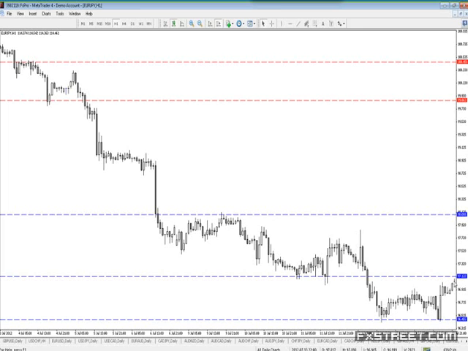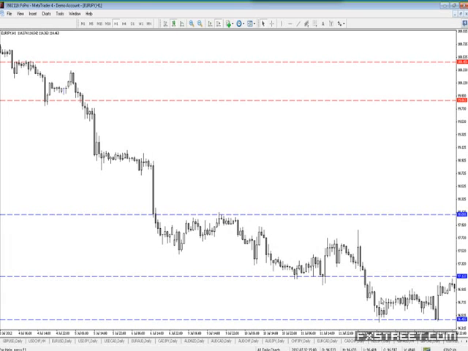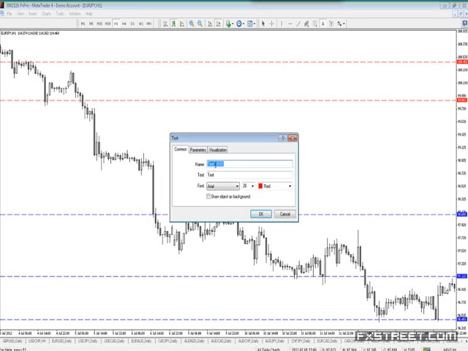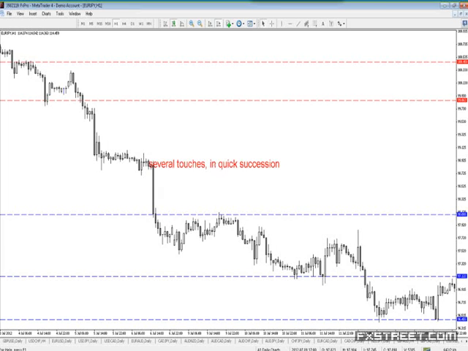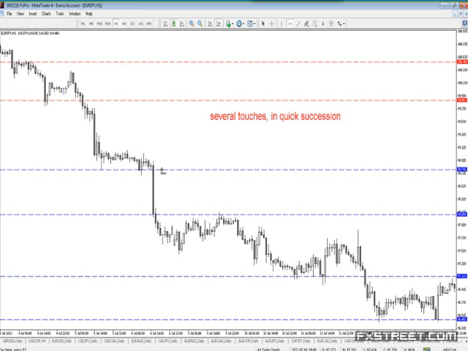So far, I've got one touch on my zone. Okay, and then it's falling away. What I want to see on a breakout is several touches in quick succession. Let me write that out. Several touches in quick succession. What does that mean? That means the market's hitting a level over and over again, and then it finally breaks through. Kind of like what it did right here.